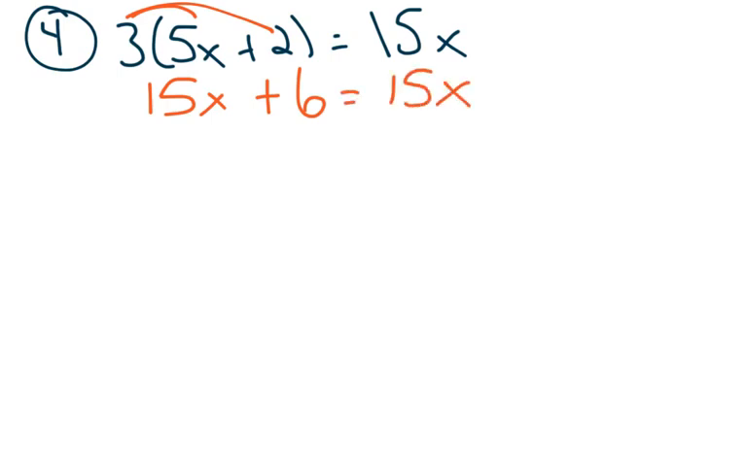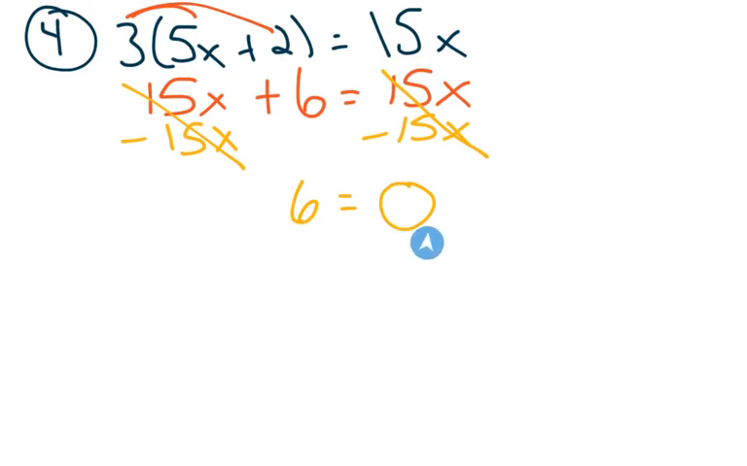Now, I've got x's alone on the right-hand side, so I'm going to take this x right here and move it that way. I'm going to do that by subtracting 15x. I hope you see what's happening here. 15x minus 15x is 0. I've got 6 on the left-hand side. 15x minus 15x, I've got 0 here. Well, what do I have? I've got 6 equals 0. The last time I checked, 6 isn't equal to 0.